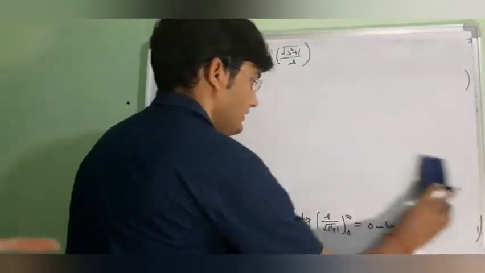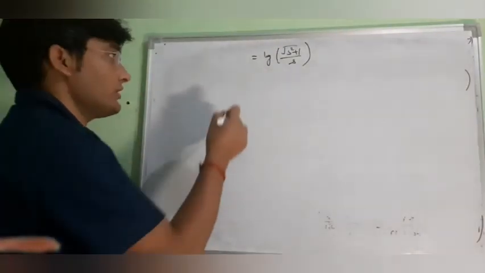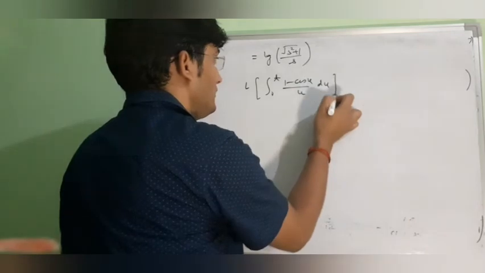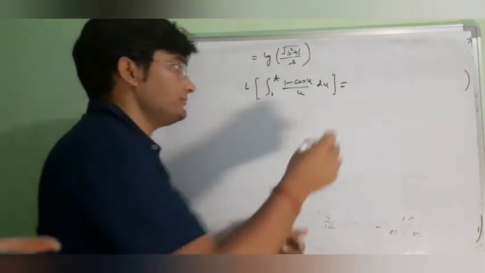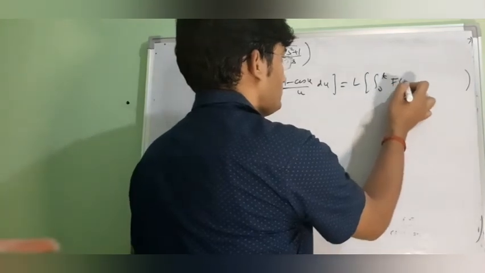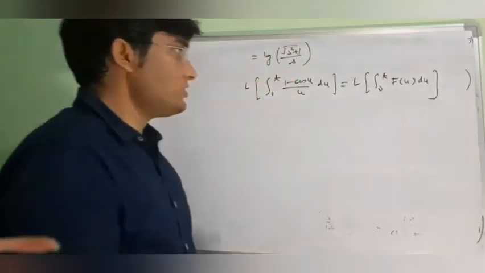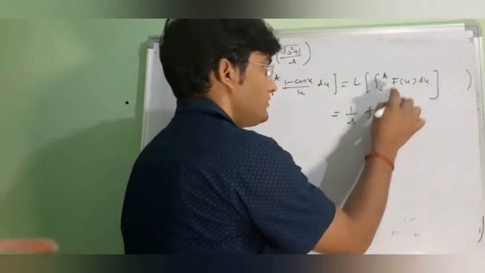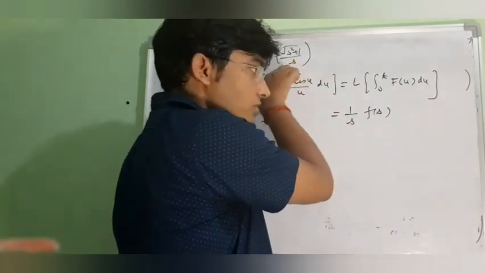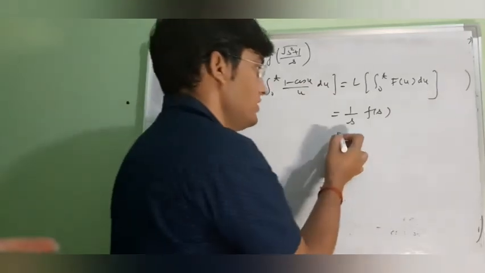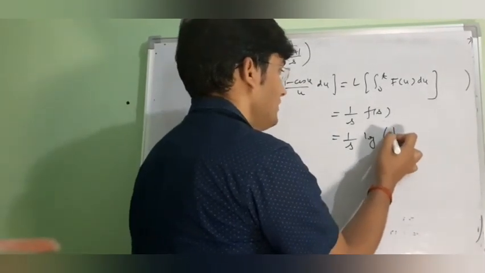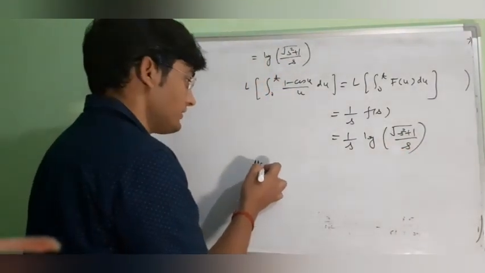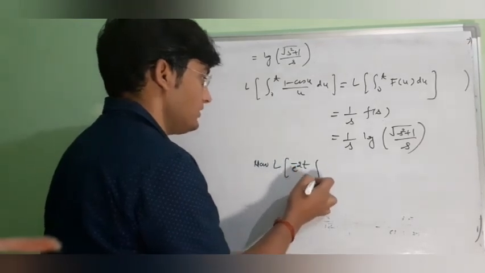So now let us evaluate the Laplace of the integral, which was Laplace of integral 0 to t (1 minus cos u) upon u du. Say this is your f(u), the Laplace of this integral f(u) du is equal to 1 upon s into f(s), where f(s) will be the Laplace of f(u). The Laplace of f(u) was log under root (s square plus 1) upon s. So this is your 1 upon s log under root (s square plus 1) upon s. Now finally, we will use our shifting.